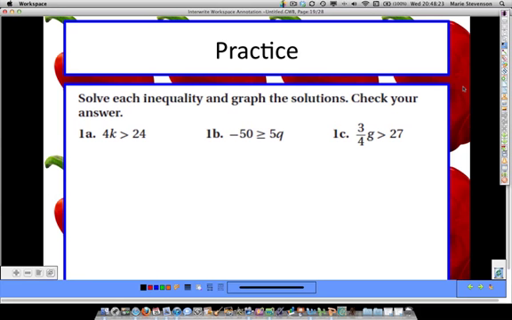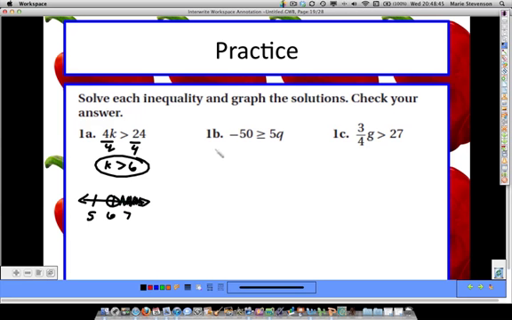Alright, you've had a chance to try 2 of these. If you got 3 of them done, that's awesome. Hopefully you got at least 1 done. So now I'm going to go ahead and go through each and every one of these. So on this one right here, I'd divide by 4, and I would get k greater than 6. And my graph, or my inequality, my number line would look like this.